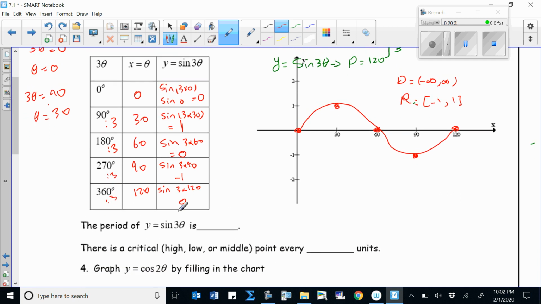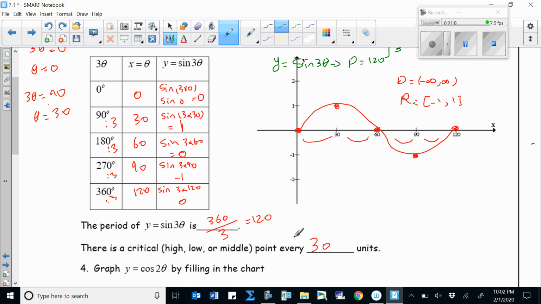Okay, so we can make a conclusion here. The period of sine of 3 theta is equal to 360 divided by 3, which is equal to 120. Now, there is a critical point, like high, low, middle point, every 30 units. You see the distance between the critical points is 30.